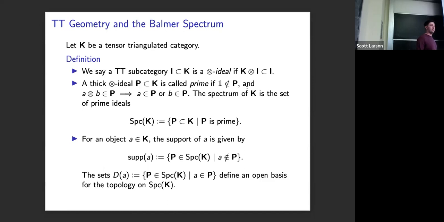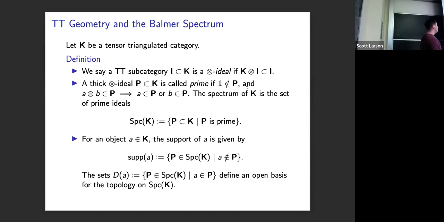I think this came up in the talk last week. But we're going to call a thick tensor ideal prime if exactly what you think happens: if it's proper, so one is not in P, and if the tensor product of two objects lands you in P, then at least one of the two had to be in P to begin with. And the spectrum of a TTC is defined analogously to the spectrum of a commutative ring. So it's going to be the collection of prime thick tensor ideals.